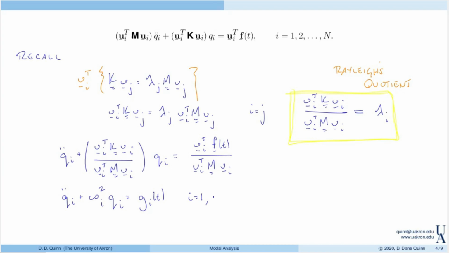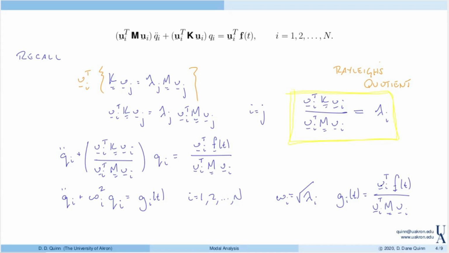Again, i is 1 to n, and here omega i is the square root of lambda, and the forcing term is just this right hand side here. So it's ui transpose f divided by ui transpose times m times ui. Again, this looks fairly involved, but once we know the eigenvalue solution, so once we have these values of lambda and u, then all of this can be calculated.